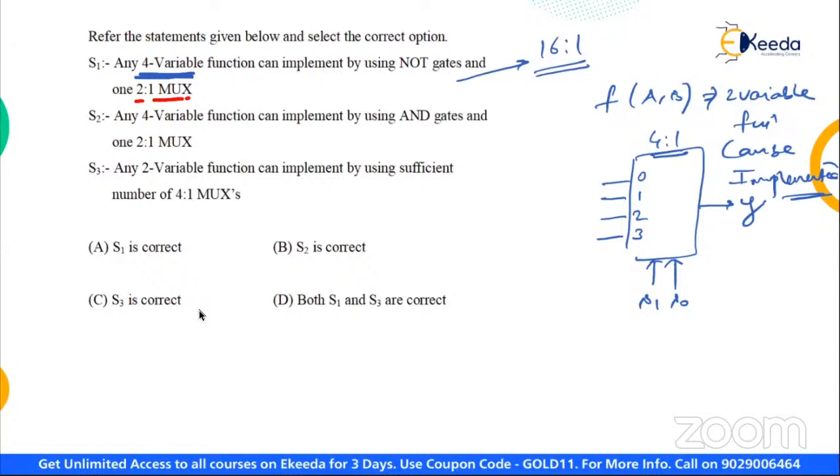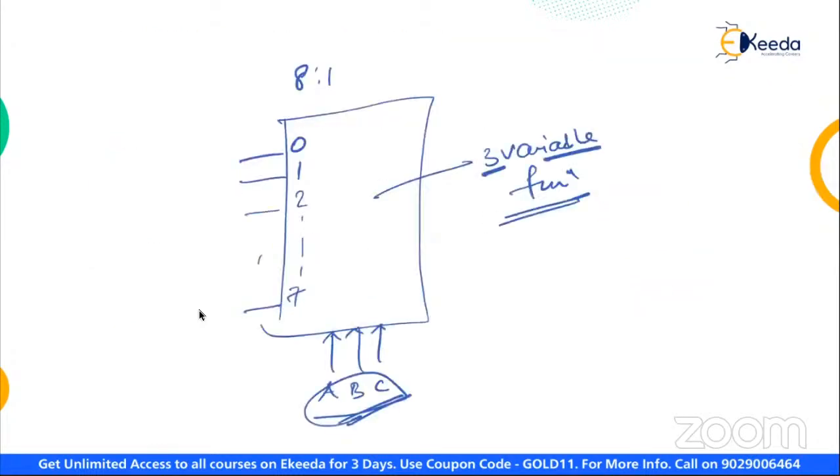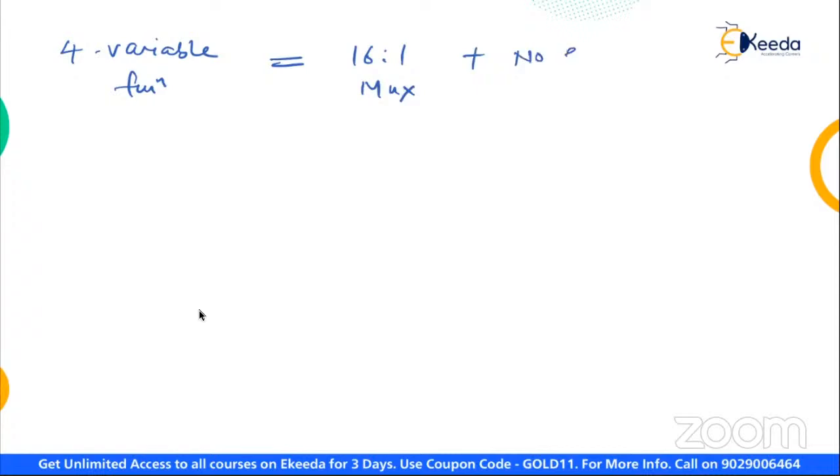Without any hardware. But for example, let me rub this. Okay. So for a four variable function, what is required? A 16:1 MUX plus absolutely no extra hardware. I hope you are getting my point.